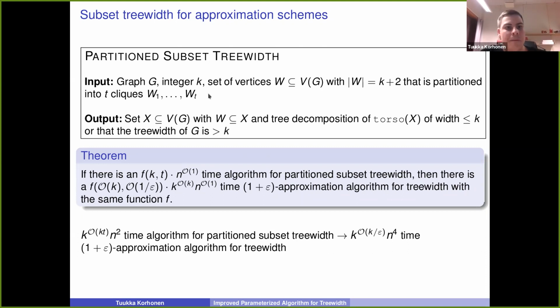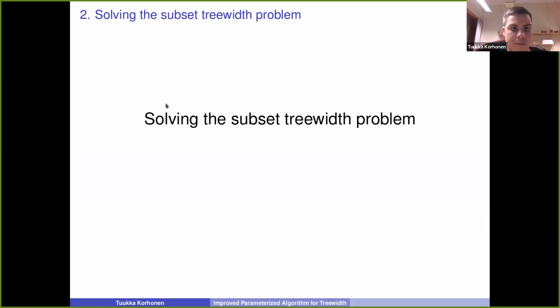where you start with the cliques of size 1. This partition is just single vertex cliques. Yeah, so now I'll say something about this subset treewidth problem, how to actually solve this subset treewidth problem.